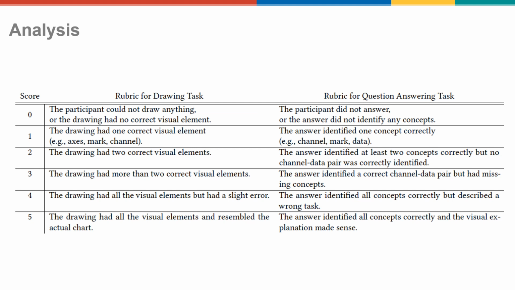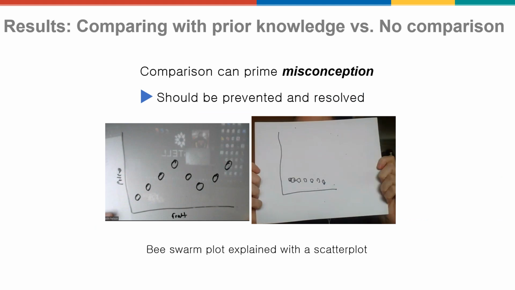Following this rubric that we developed, we evaluated participants' drawings and their answers to the questions to see which explanation strategy was effective. Here are the results. Within the first dimension, we found that no strategy was particularly more effective. We found that comparing with prior knowledge can cause a strong priming effect that gives misconceptions. These swarm charts drawn by participants sometimes had 2 axes when they were explained by comparing it to a scatter plot. Future systems must prevent and resolve such misconceptions.